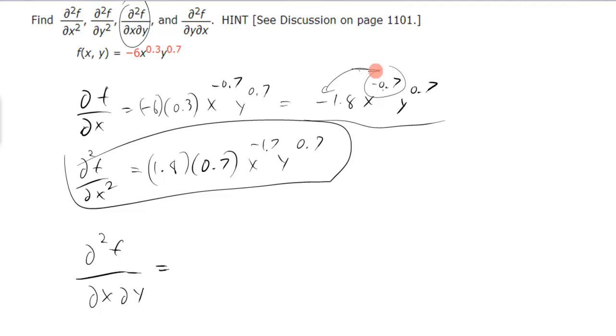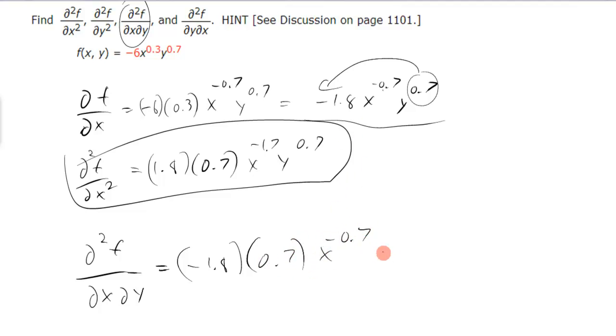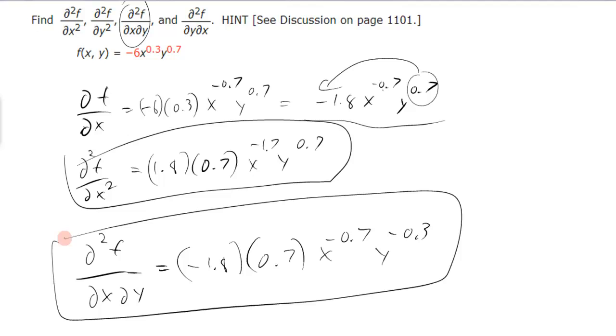So the exponent now would be the 0.7, so that's going to be negative 1.8 times 0.7 times x to the negative 0.7 times y, and subtract 1 from 0.7, so that'll make negative 0.3. And there you go. So there's your second derivative with respect to x, then with respect to y. Okay, hope that helps.